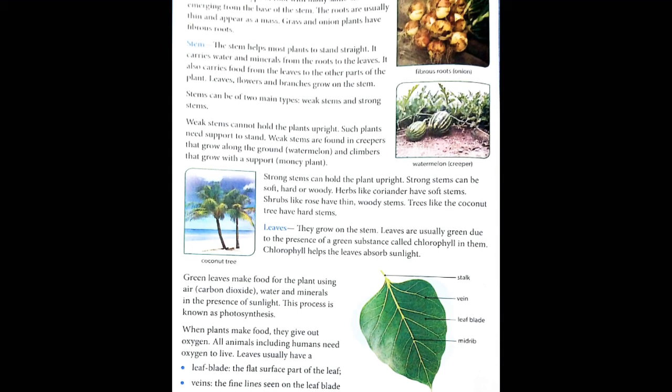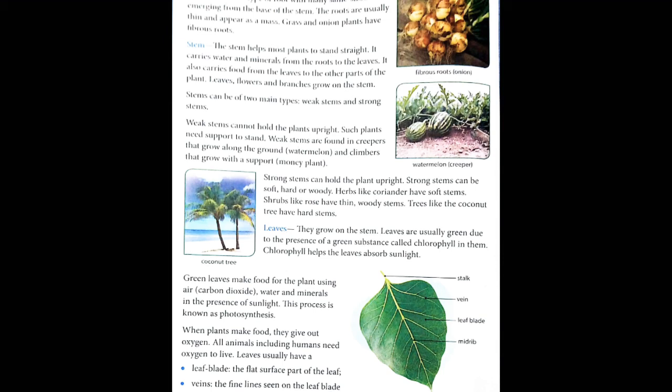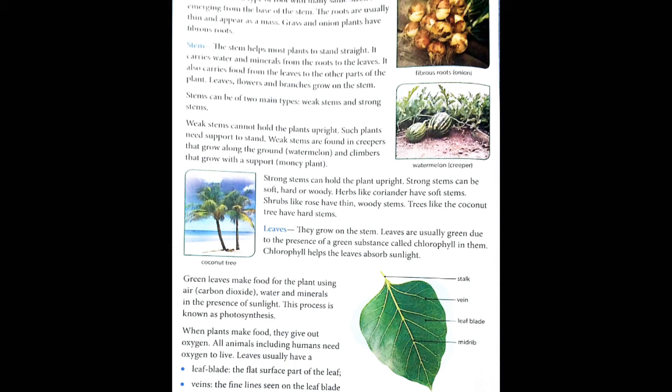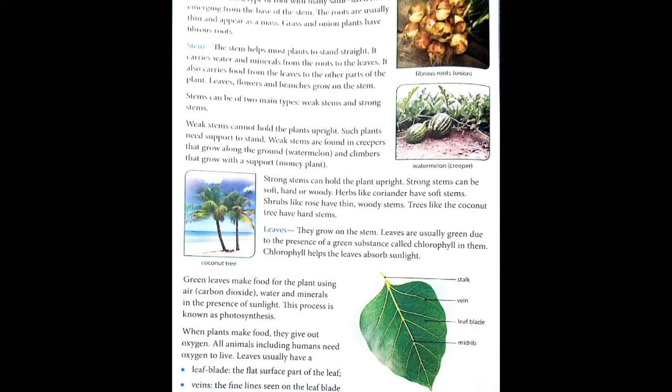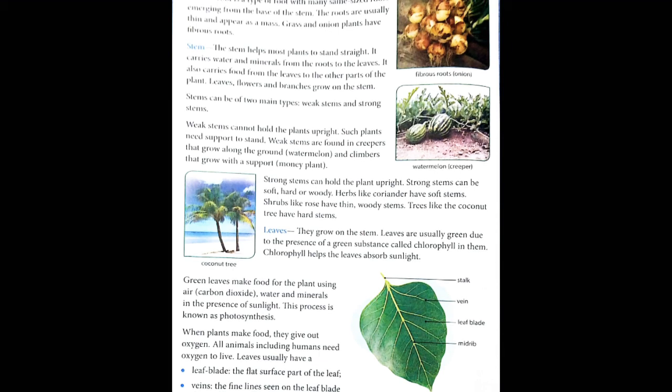So basically leaves, you can see this picture, there is a leaf blade. So leaf blade is basically the surface part of the leaf. Okay, so green part. Now veins, the fine lines seen on the leaf blade. So you can see there are fine lines. Now we will go to the next page. You will see it is written midrib, the long and thick central vein. Okay, you can see in the picture. Stalk helps to attach the leaf to the stem.